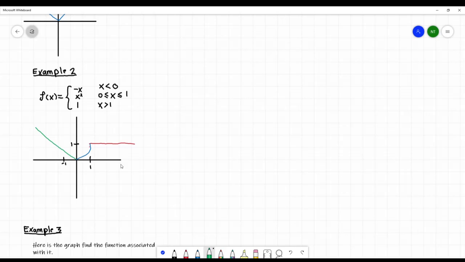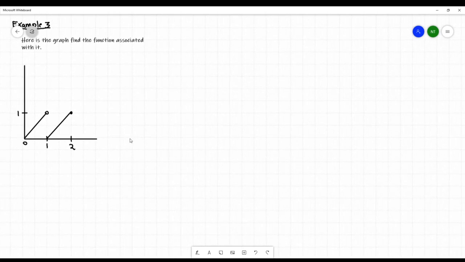So even though this is described by three different functions for three separate domains, f of x is considered one function. It's not considered three functions, it's still one function. It's just described by three different formulas in different parts of the domain. Okay, so that's it for that. Let's go on to our next problem.